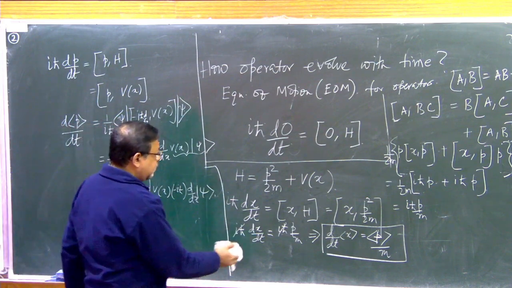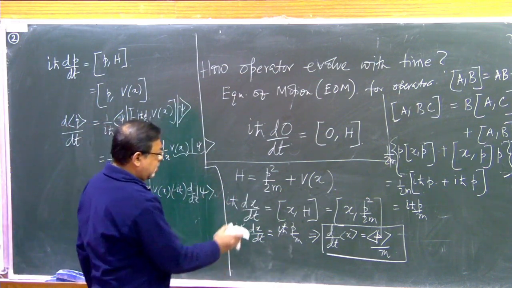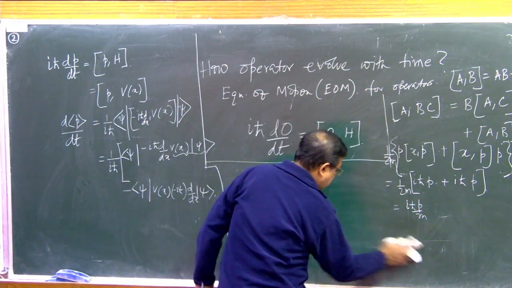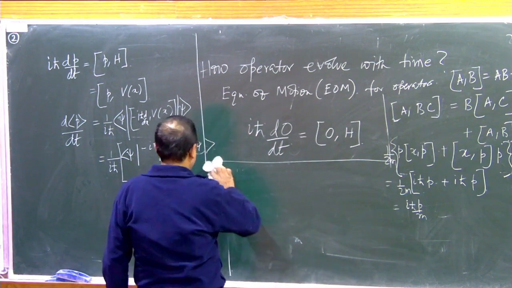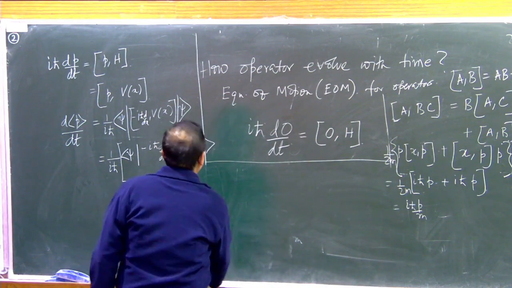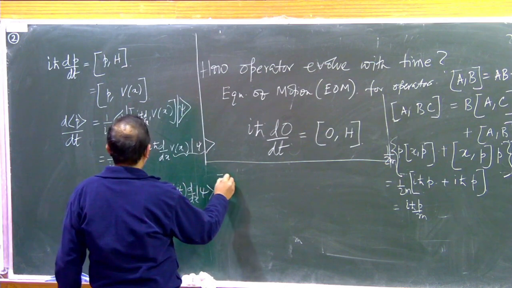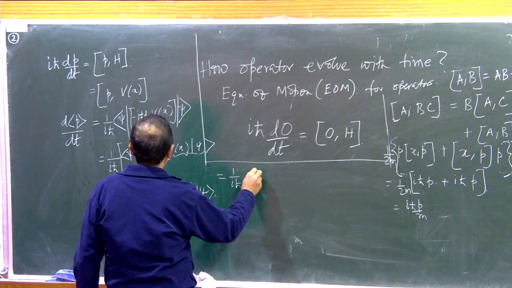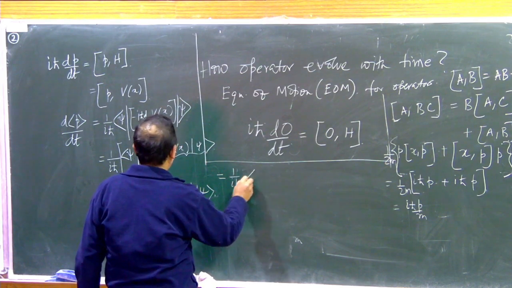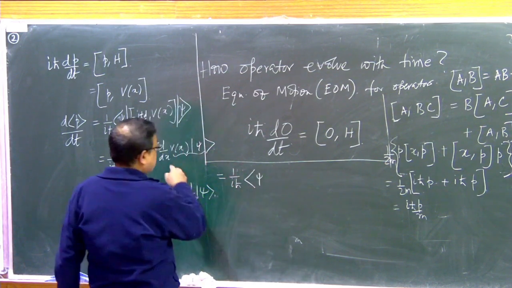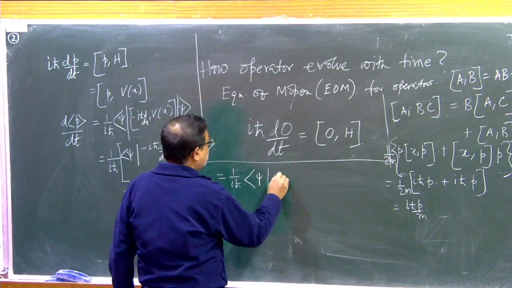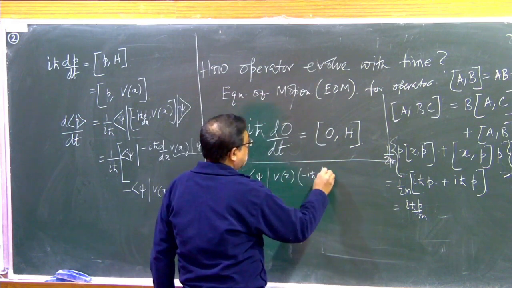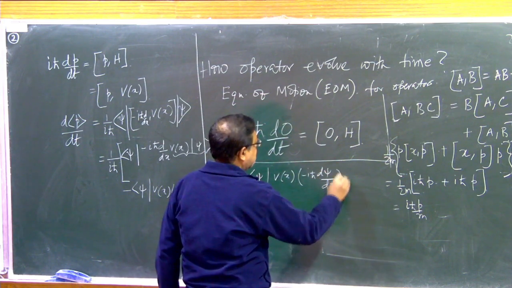If you are comfortable, then let me erase this part of the calculation which you have already seen. So this is equal to 1 by iℏ, and then there is a psi, this first term. So this is equal to V of x minus iℏ dψ/dx.